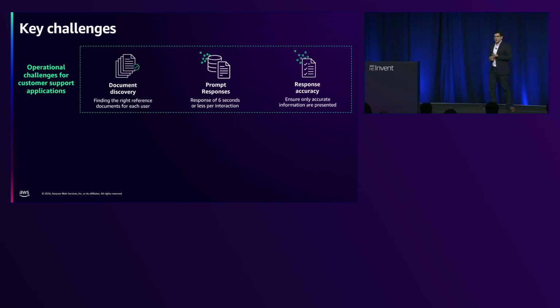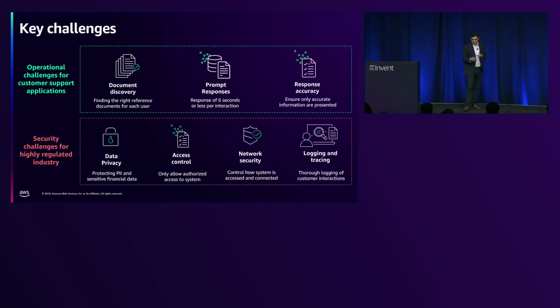Key challenges, I'll break the challenge in two forms. The first one, the operational challenge, which is we need to discover the right document that allows us references to be able to enable customer responses. Responses need to be very, very snappy, sometimes in less than 6 seconds for the customer to be able to achieve that. And response accuracy is fairly important for the customers to be able to trust the technology and also trust us. So that is very, very important.